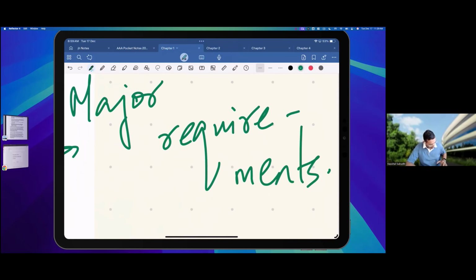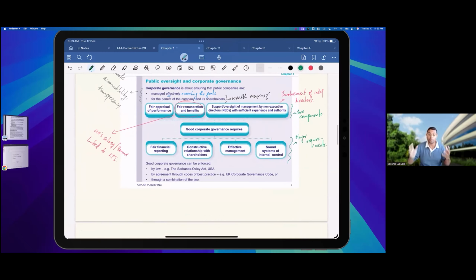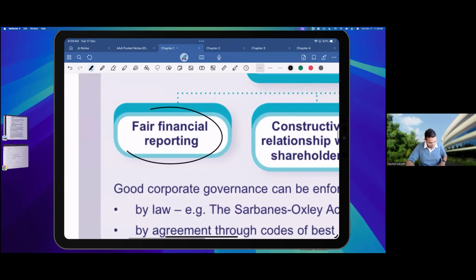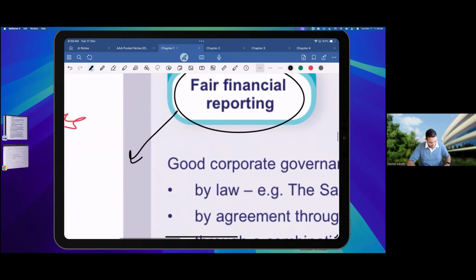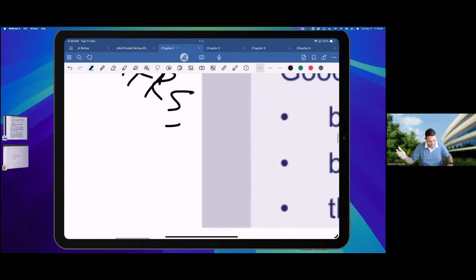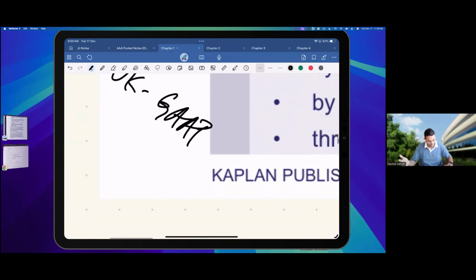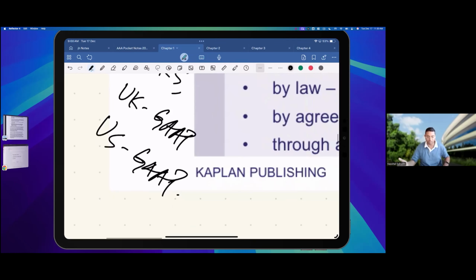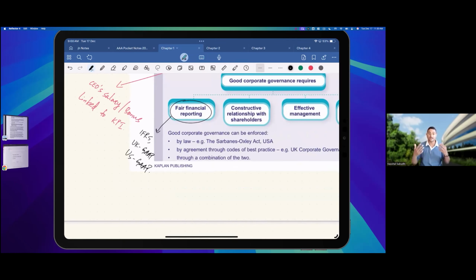Major requirements. What are major requirements? There has to be proper financial reporting. Sir, you cannot do wrong financial reporting, that is wrong. Fair financial reporting. Make sure that the financial statements have been prepared as per the international financial reporting standards, or maybe UK GAAP, or maybe US GAAP, whatsoever it may be, right? So it should be as per the generally accepted accounting policies, procedures, concepts, assumptions, and so on and so forth.